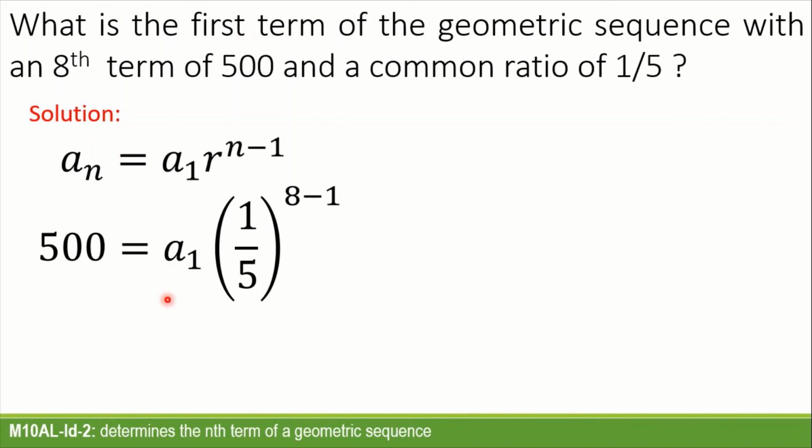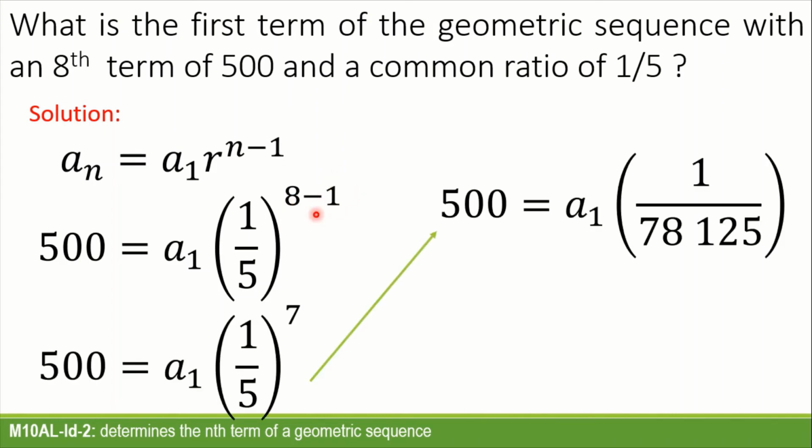Ang a sub 1 natin ay hinahanap pa rin natin, so as is a sub 1. Given sa problem, ang common ratio ay 1/5, so we have r is 1/5, and ang n natin ay 8. Kasi ang ginamit nating term dito ay 500, so pang ilan ba si 500? So, pang 8 daw siya, kaya ang n natin ay 8. So, simplify natin ang ating exponent. So, we have 500 is equal to a sub 1 times 1/5 raised to the 7th power.